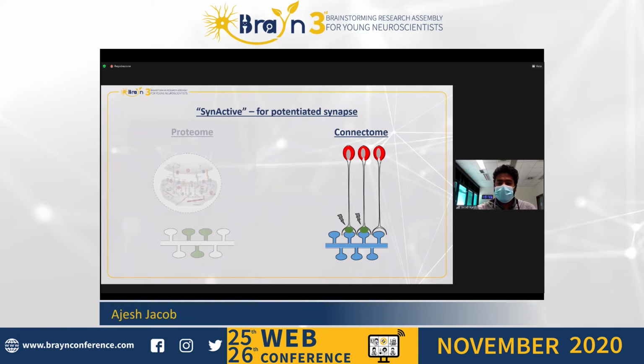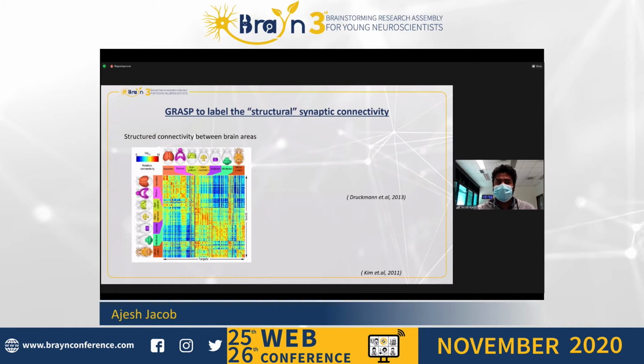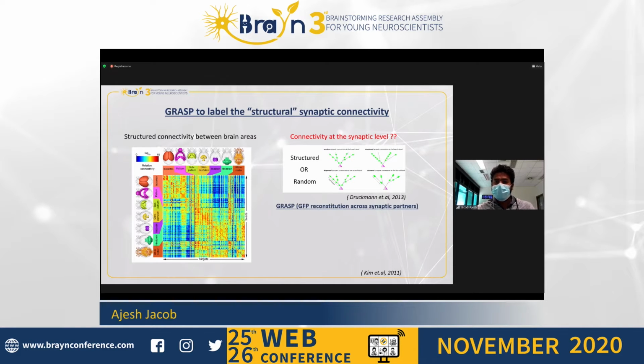Now moving on to the connectome. There is a structured connectivity between brain areas. But what about the connectivity at the synaptic level? GRASP is a tool that allows us to study this.